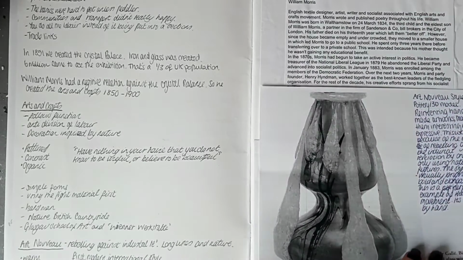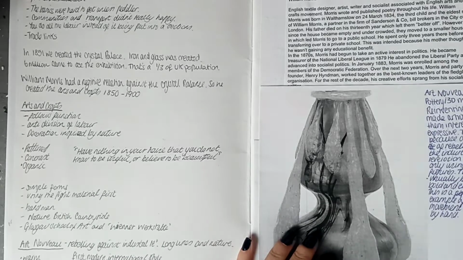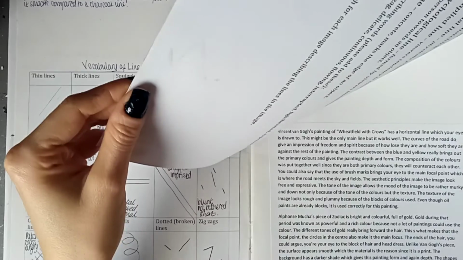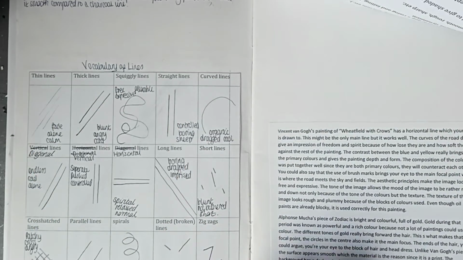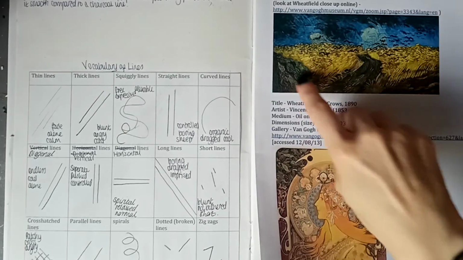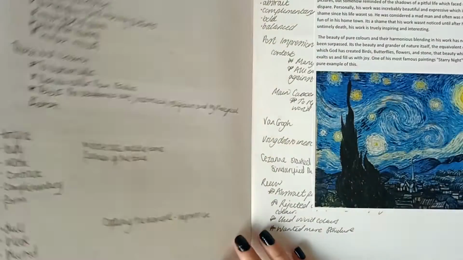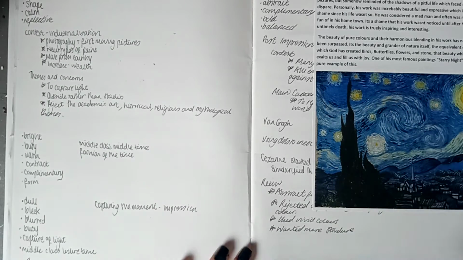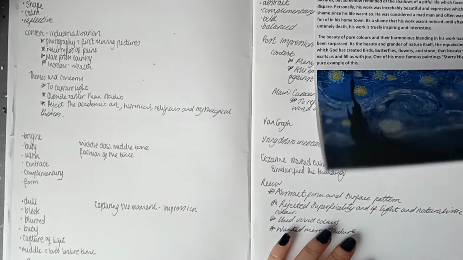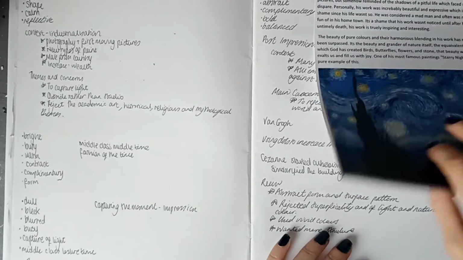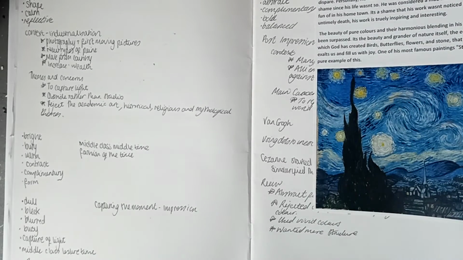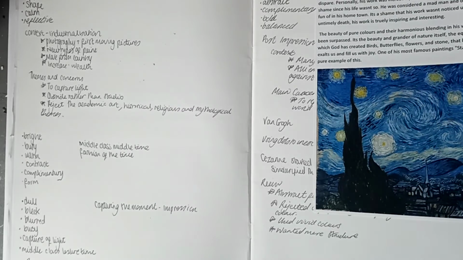Some art inspiration, William Morris. Oh, writing. Oh, yes, we evaluate Vincent van Gogh's painting of wheat fields with crows. So it's that one, one of his most famous ones, as well as that one, obviously. Impressionism. I don't know why, I just like the flappiness. It just makes the book look more chunky and visually exciting.